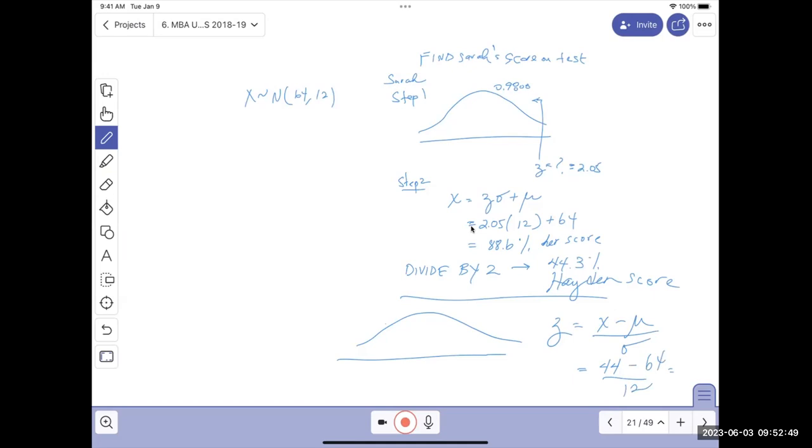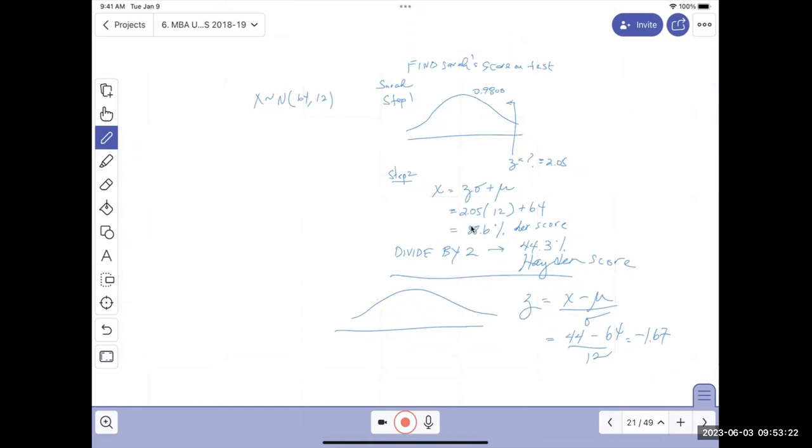And you find that he is very low, negative, right? Below the mean. So he's almost 2 standard deviations from the mean. It's negative 1.67, I have to round it. If I use 44.3, minus 64, divided by 12, I get negative 1.64. Okay, so it's roughly the same.